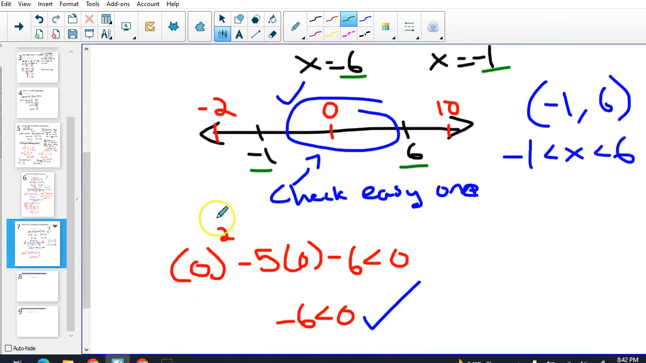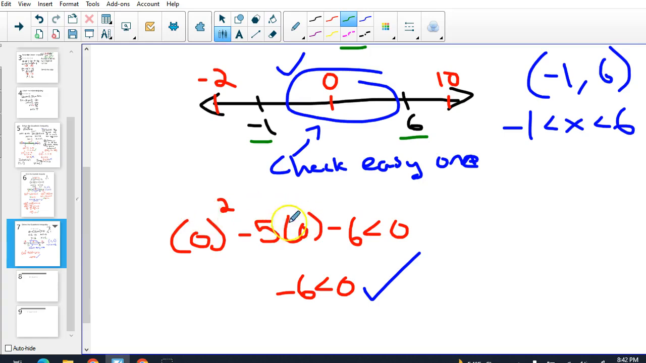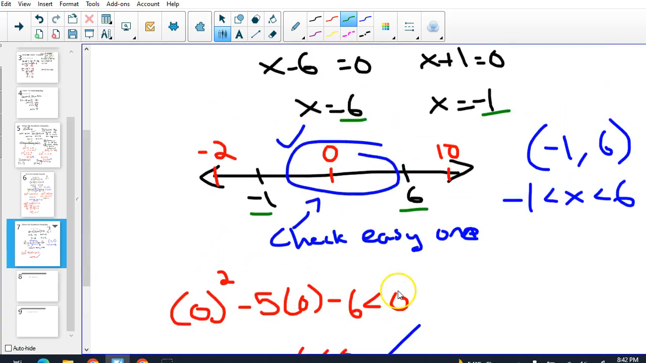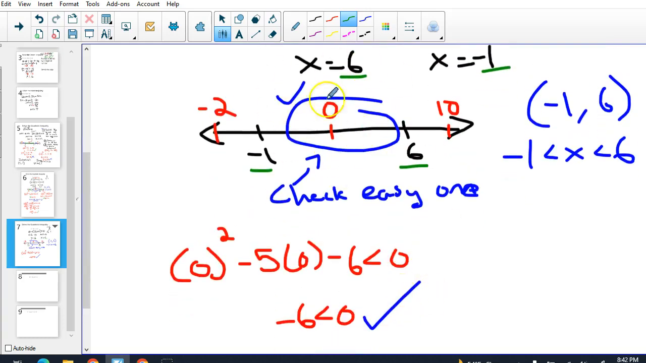So I get 0 squared minus 5 times 0 minus 6 is less than 0. 0 squared, 0. -5 times 0 is 0. So I'm left with -6 is less than 0, which is true. Now on the last one, I told you it's either going to be the inside or the outsides. So in this case, it was the inside.